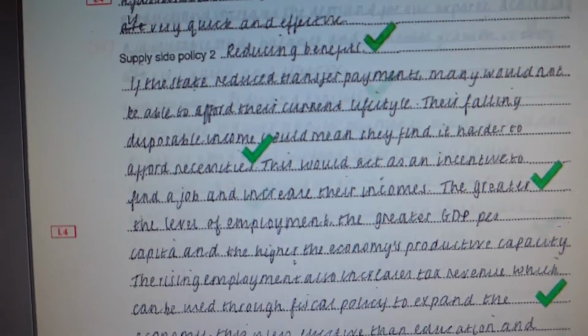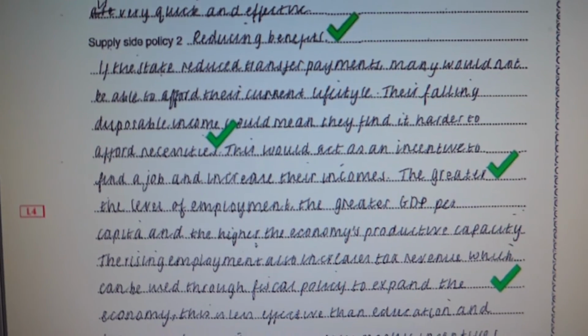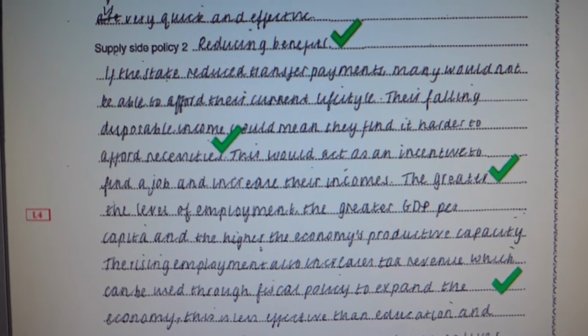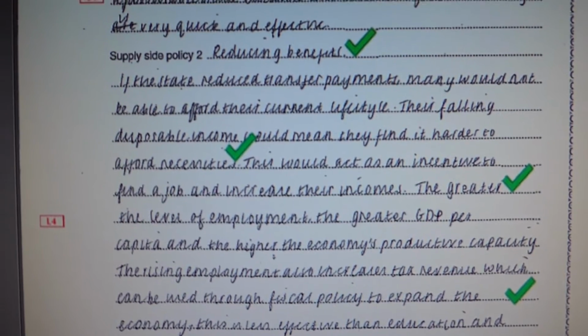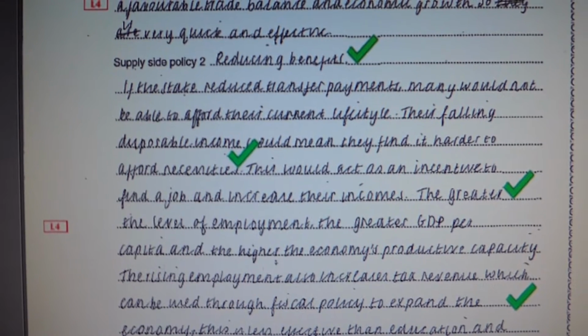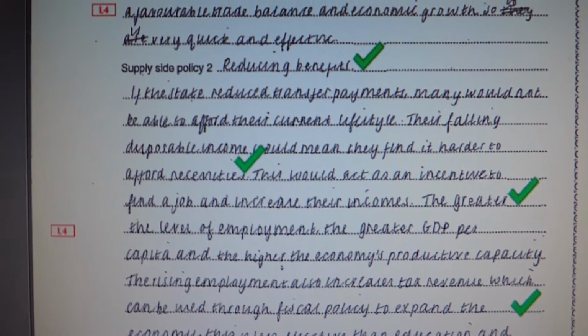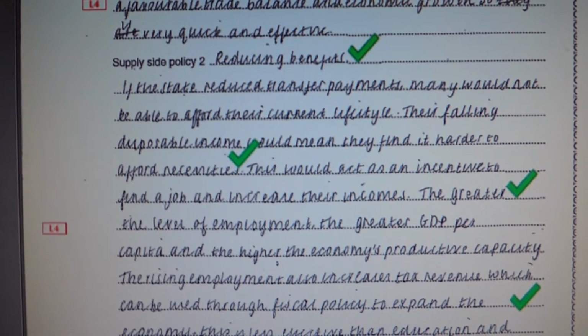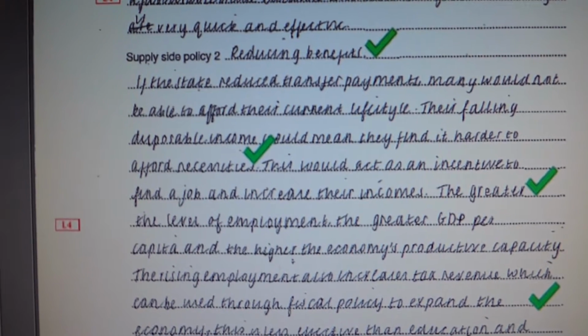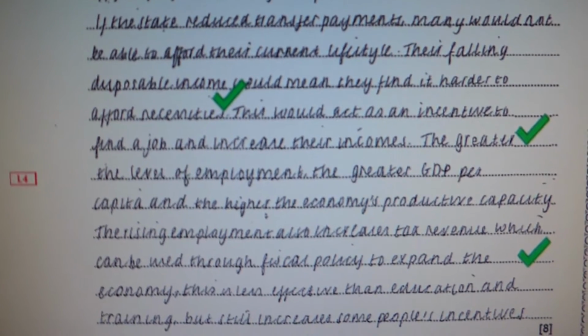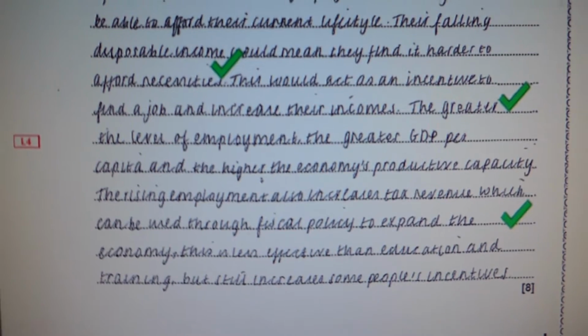Next one. What about reducing benefits? If the state reduced transfer payments, as you know, the collective term for state benefits, many would not be able to afford their current lifestyle. Their falling disposable income would mean that they find it harder to afford necessities. This would act as an incentive to find a job and increase their incomes.